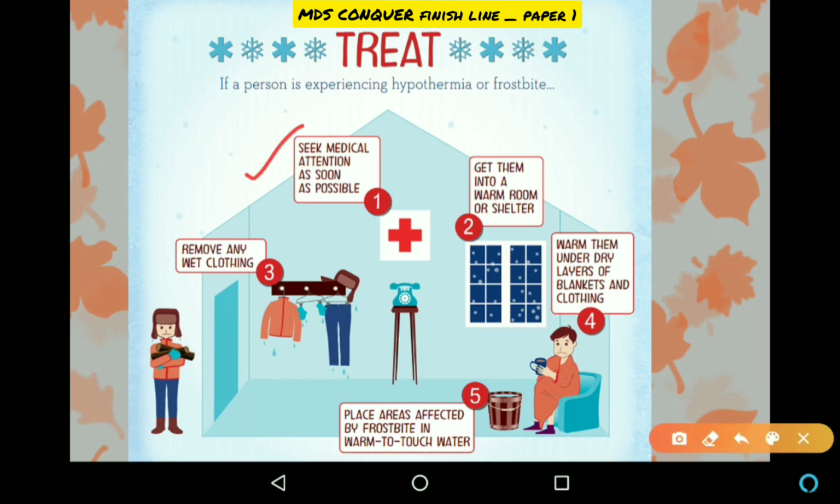First, you have to seek medical attention as soon as possible. Then a warm room or a shelter. Then remove any wet clothing. Warm them and place areas affected by frostbite into warm-to-touch water.